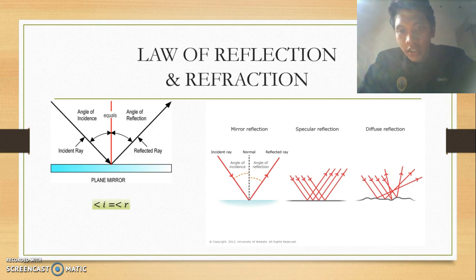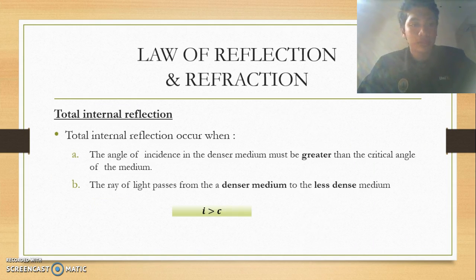Mirror reflection: specular reflection and diffuse reflection. Specular reflection is the reflection of light at many angles from a smooth, flat surface, while diffuse reflection occurs from a rough surface.